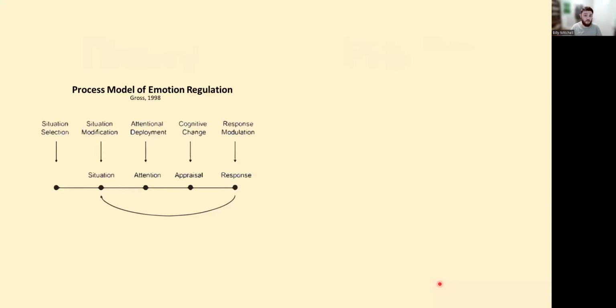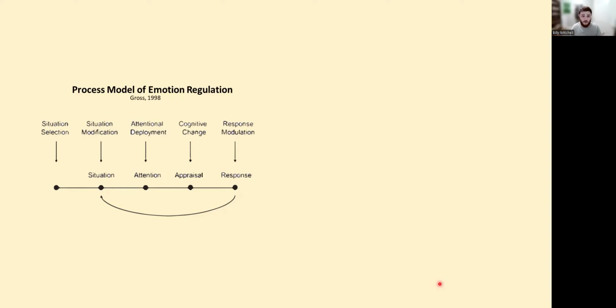For example, you may be familiar with Gross's process model. It posits that self-regulation can be categorized into different strategies based upon when self-regulation is applied in the time course of an event. So these 5 strategies have different strengths, weaknesses, and costs as a result.